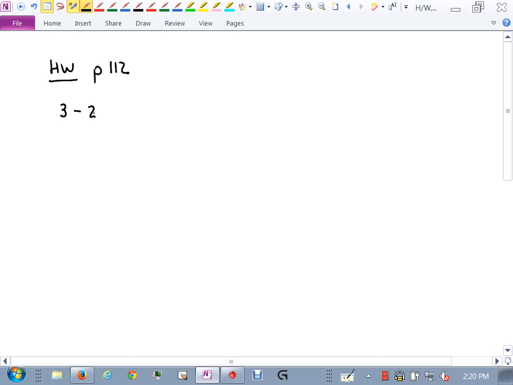Problems 3 through 23, odd. 23 is an interesting problem, so beware. It's a quotient rule problem, but the u on top is a product. So you have to do a product rule while you're doing a quotient rule. I want to see how you handle it.